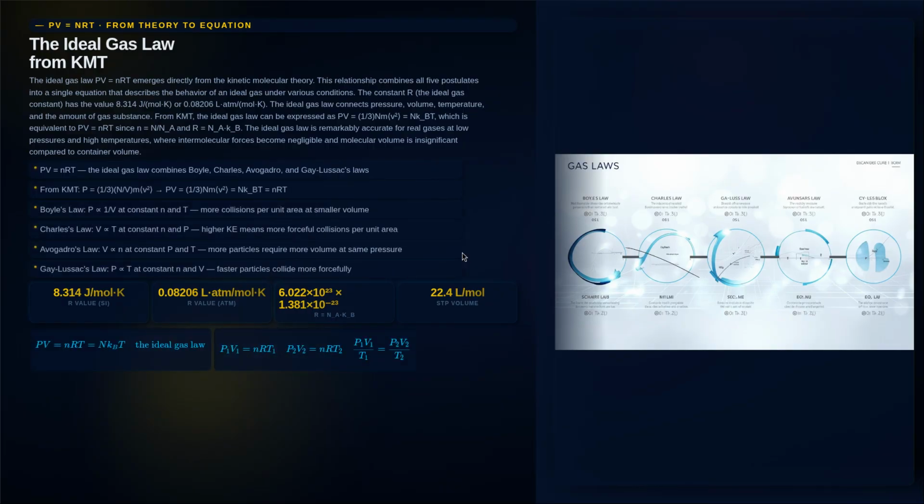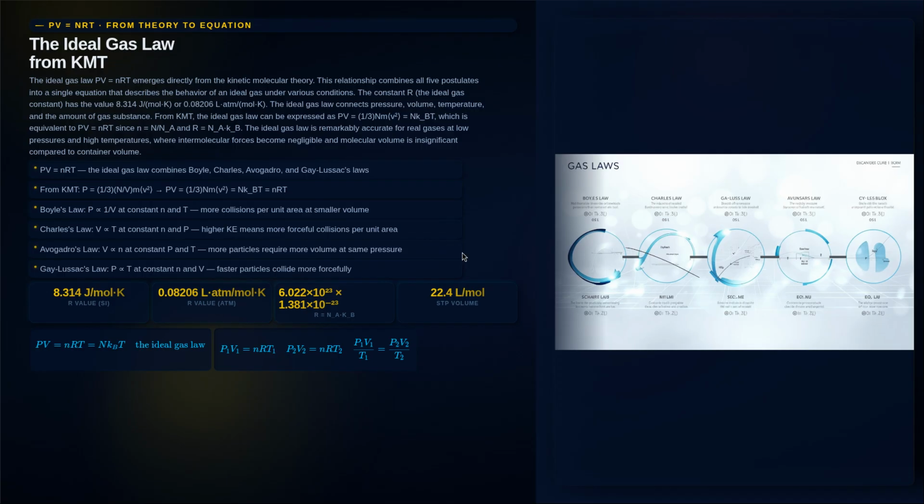The ideal gas law, PV equals nRT, emerges directly from the kinetic molecular theory. This single equation combines all 5 postulates into a powerful relationship, connecting pressure, volume, temperature, and the amount of gas. The gas constant R has a value of 8.314 joules per mole Kelvin, or 0.08206 liter atmospheres per mole Kelvin.